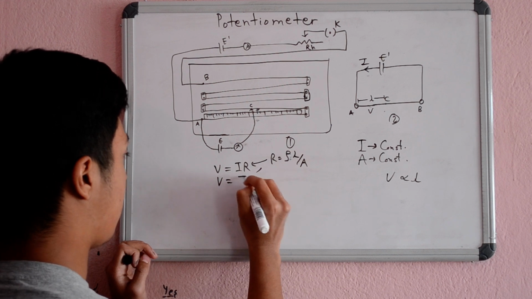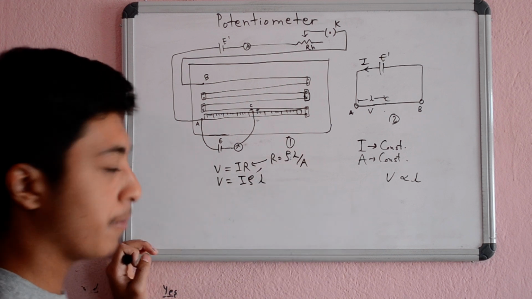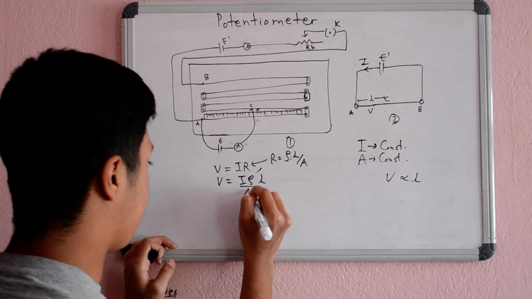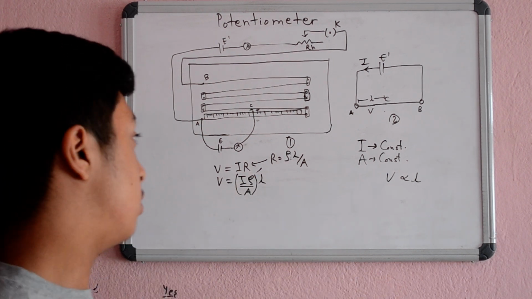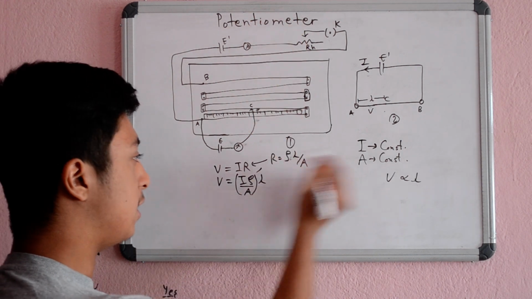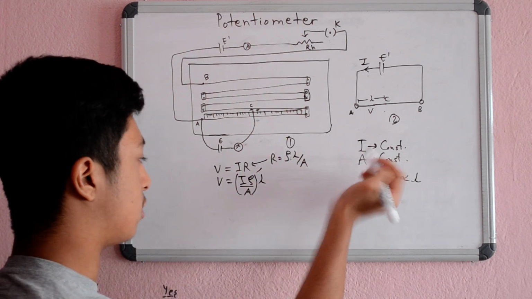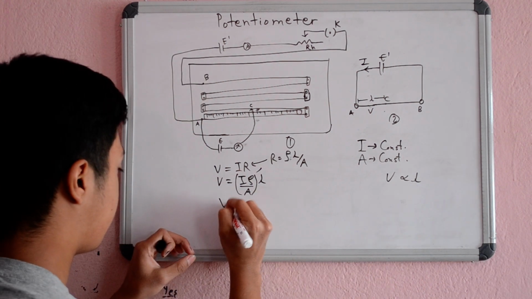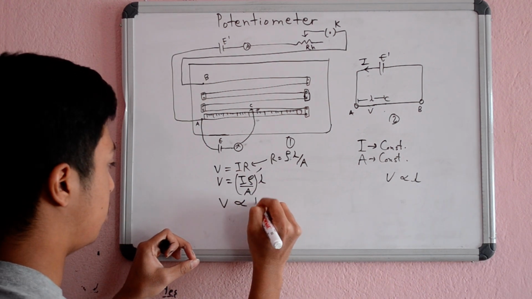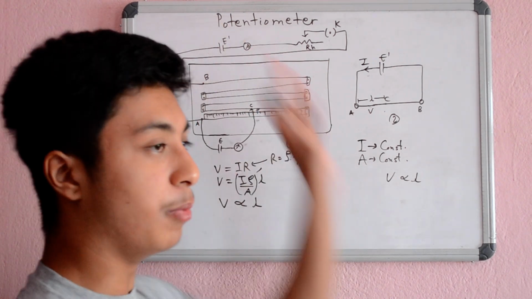So V equals I rho L by A, but here I'll write rho by A like this and put a bracket over here. Why? Because according to the principle, the current is constant, the cross-sectional area is constant, and resistivity is of course a constant. So therefore V is directly proportional to the length. Hence we have proved the principle of potentiometer.